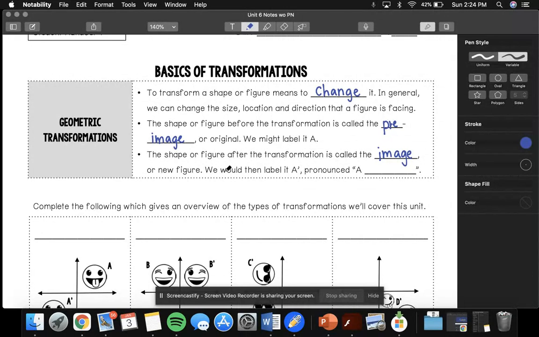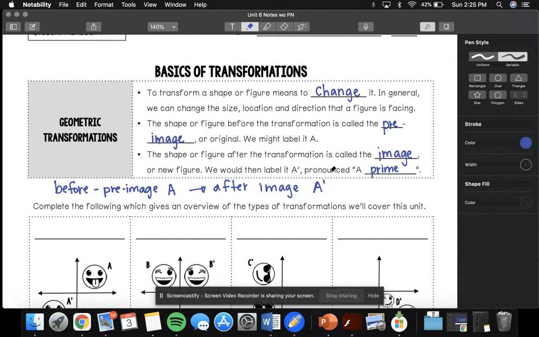Then to show and notate that it has changed somehow, we will notate it as A with a little tick mark, and we pronounce that as A prime. So that little tick mark, we call that A prime. Okay, so the way I remember it is the before, we call the pre-image, and we'll label it as A. And then after we do something to it, we call that our image, and we notate it with an A prime.